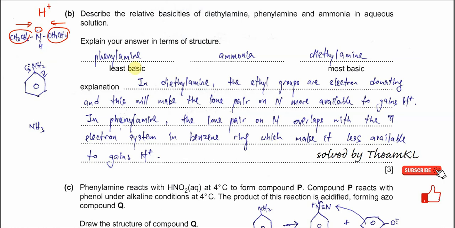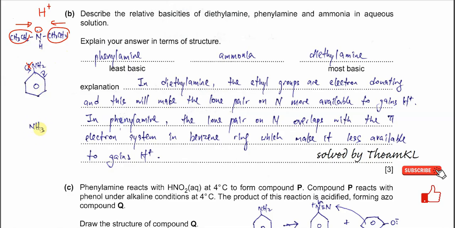And which one is the least basic? Of course, it's phenylamine. By now, you should know that the NH2 donates its lone pair to the benzene ring. When the lone pair on the nitrogen delocalizes in the ring, it won't always be on the nitrogen, so we say it's less available. When this lone pair is less available, it's less likely to bond with H+, meaning this is the weakest base among these.